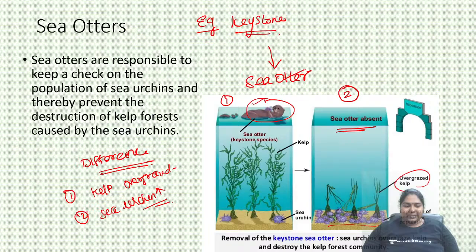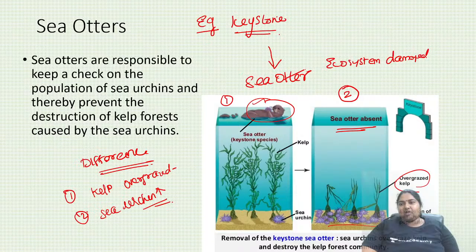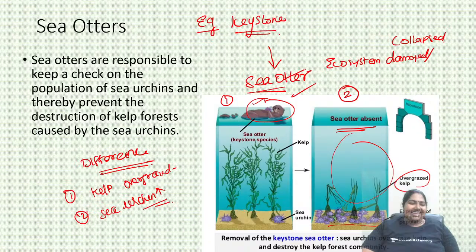So the total ecosystem is now damaged, isn't it? The total ecosystem is damaged or collapsed. Why? Because you removed only one item, the sea otter. If you remove the sea otter, the total ecosystem becomes damaged and empty. So is it good to call them a keystone species? Yes or no? Absolutely. The sea otters are a good example of a keystone species.